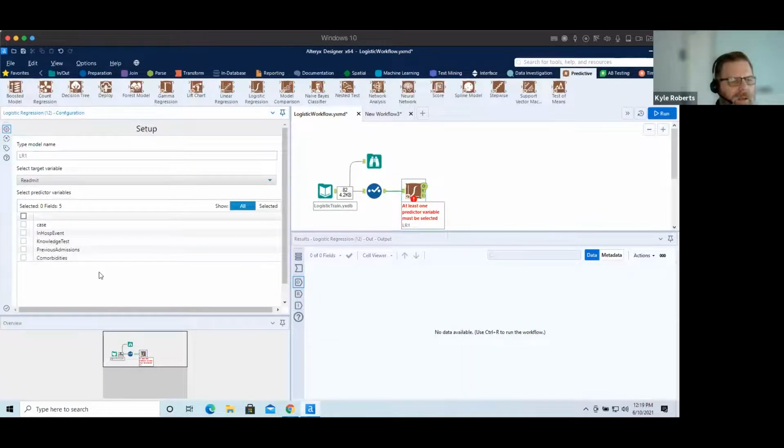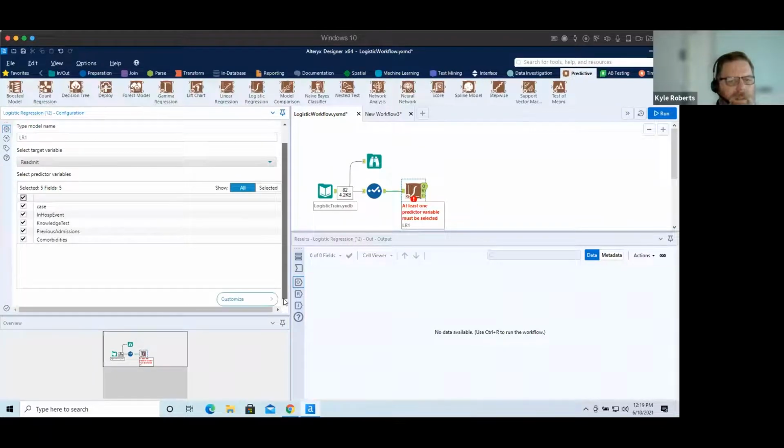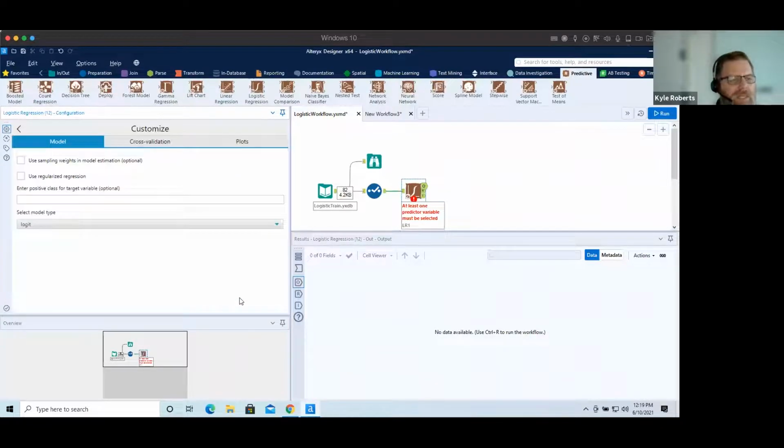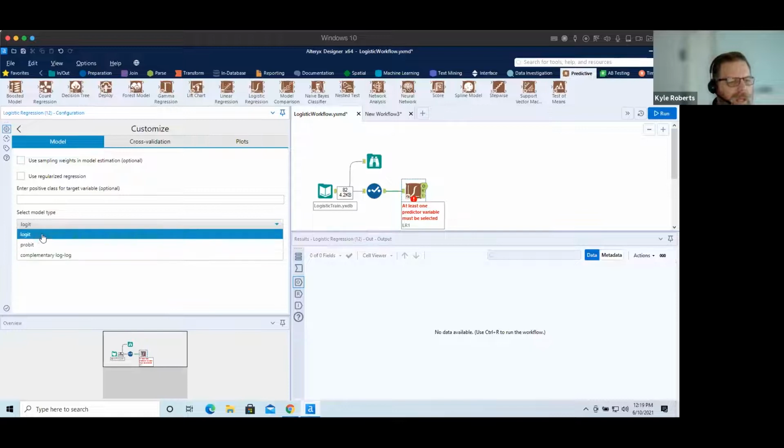So let's go back into the logistic regression. Readmit is my outcome variable. And I tell you what, we're going to include all variables just because. Why not? We'll just include all of them in there, right? We can customize this if we wanted to use sampling weights. A logit model is almost always the way you're going to want to go. We could do a probit or a complementary log. If you don't know what these are, always do logit. Okay, let's just leave it at that.